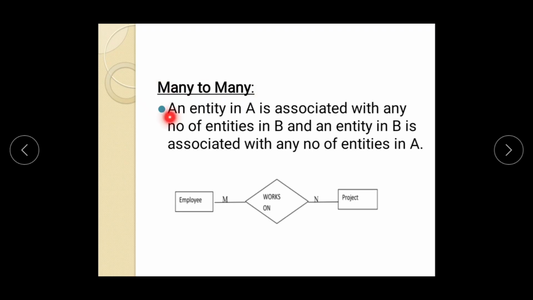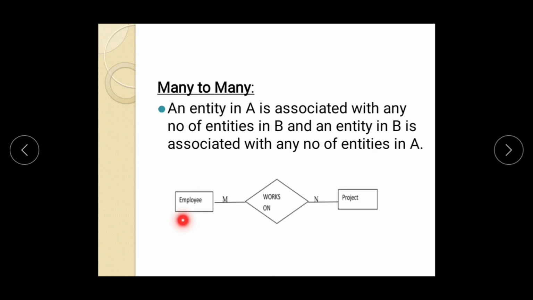Next is many to many. What is many to many? An entity in A is associated with any number of entities in B, and an entity in B is associated with any number of entities in A. That is why it is called many to many. In many to many we will not write M and M. Here we will give M and here we will give N. Even though we say many to many, the first label will be M and the second label will be N.